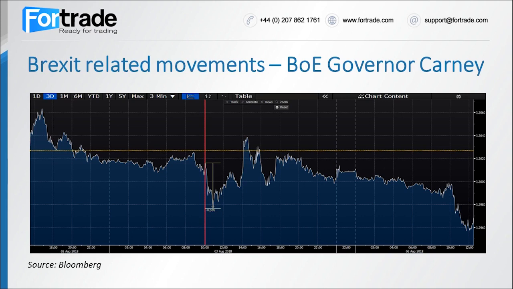He said that the Bank of England ran an economic simulation in the event of a no-deal Brexit, which suggested that the UK will fall into recession while unemployment would rise. As you can see here, the pound traded lower against the dollar upon this interview by 0.2% before recovering.